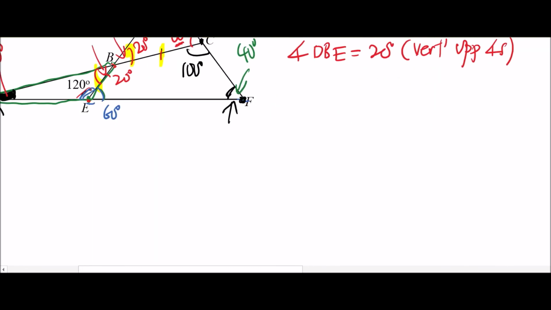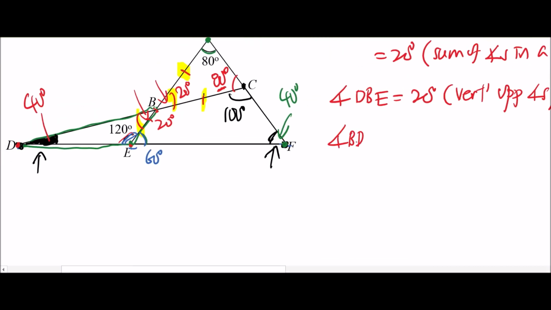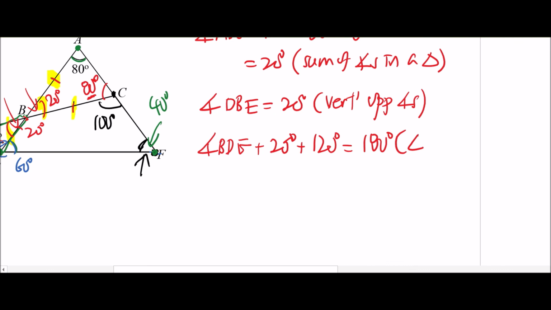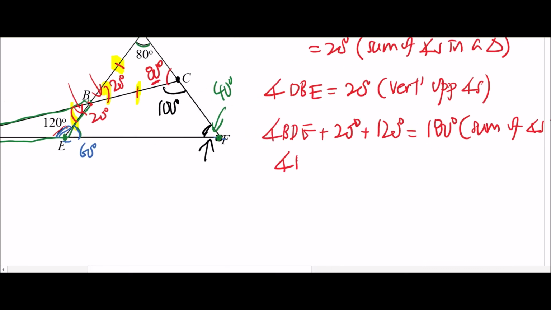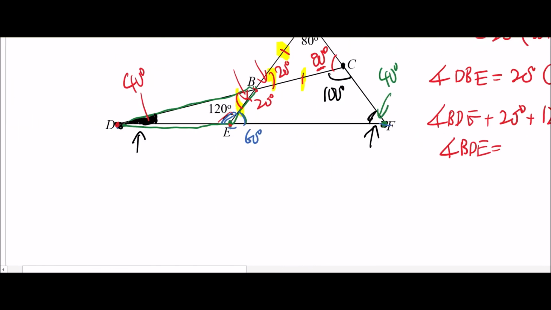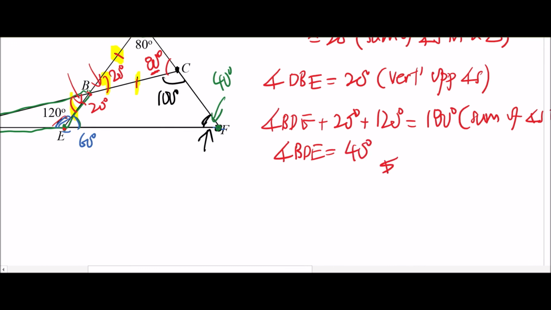to find our first unknown angle. Okay, so we have angle BDE plus our 20 degrees that we just found, plus the given 120 degrees. They sum out to 180 because of the sum of angles in a triangle. Pardon my handwriting. Okay, sum of angles in a triangle. So we know very quickly angle BDE is 40 degrees. Yeah, 40 degrees.